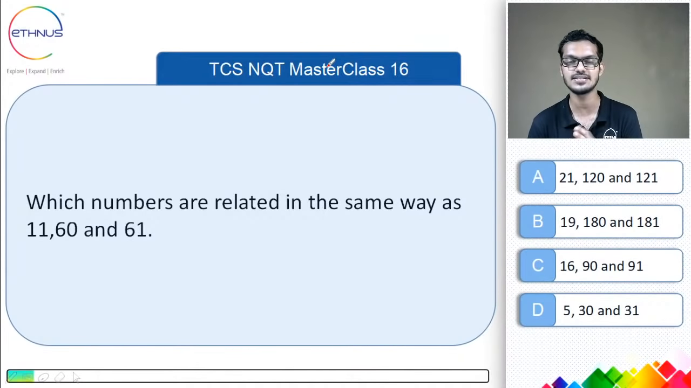Okay. So let me know the answers in the live chat. What is the answer for this question? Which numbers are related in the same way as 11, 60 and 61? So what do you think the correct answer is? So let me know in the live chat what is the correct answer. So here's the question. Which numbers are related in the same way as 11, 60 and 61? So you have 4 options also, and you have 30 more seconds.